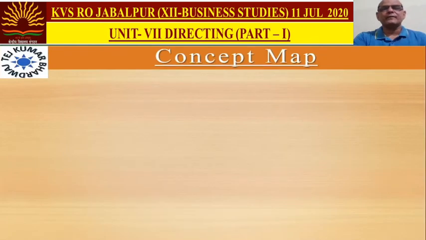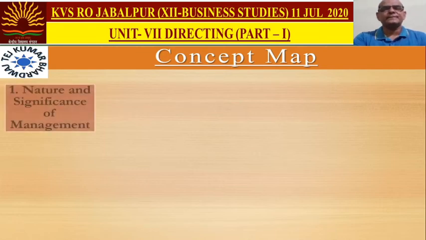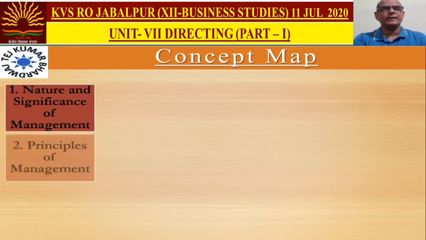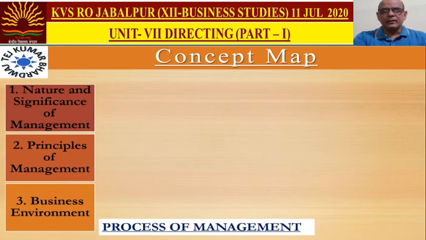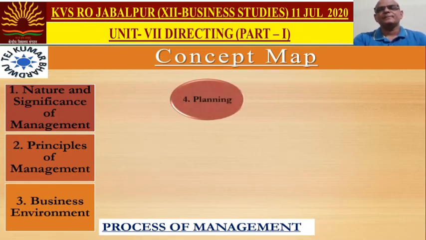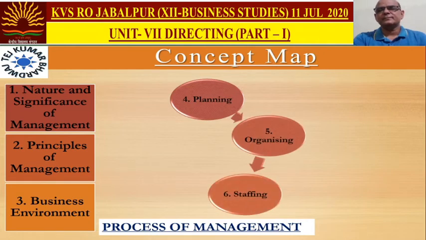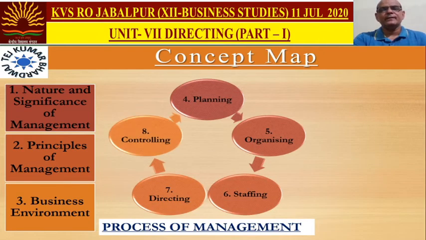Before we start with the lesson, let's have a quick look at the concept map of class 12 Commerce Business Studies. We have a total of 12 units. First is Nature and Significance of Management. Second is Principles of Management. Third is Business Environment. Then the Process of Management, which includes Planning, Organizing, Staffing, Directing and Controlling. All these five chapters constitute the process of management.